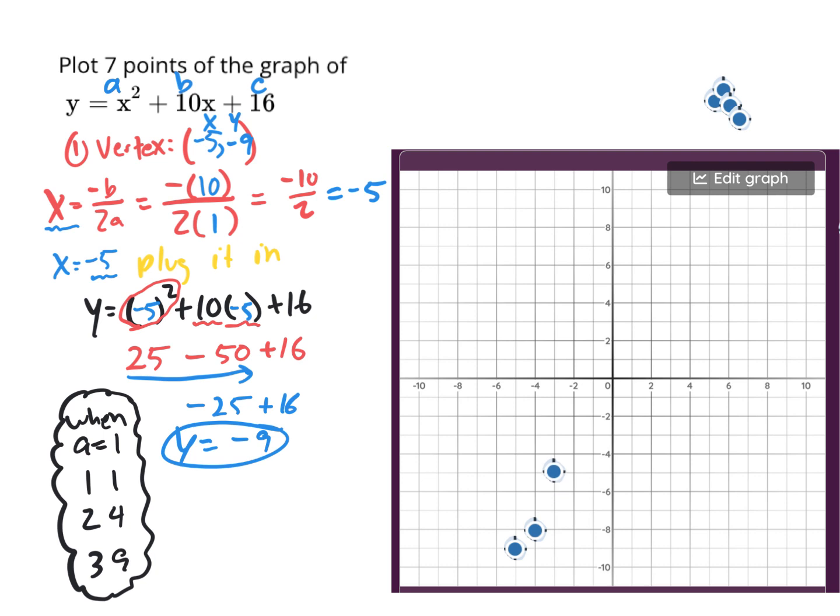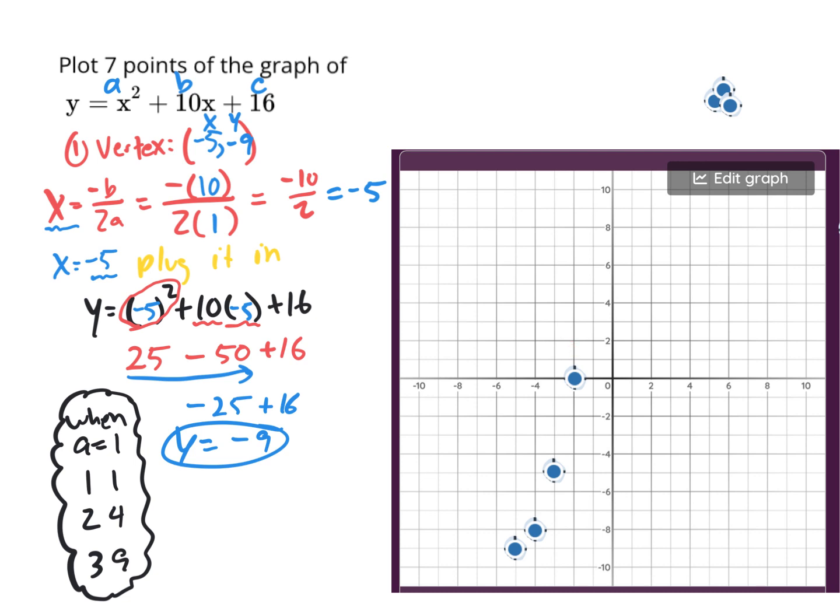And last but not least, 3 over 9 up. So I might as well grab one of these and go 3 over 9 up from the vertex: 1, 2, 3 over, 1, 2, 3, 4, 5, 6, 7, 8, 9 right there, and it's on the x-axis. So that, as you could see, is half a parabola.